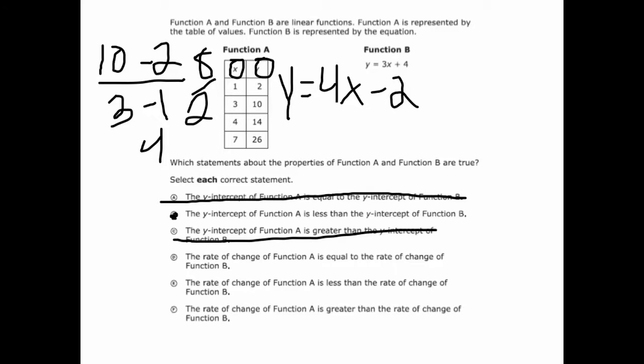The rate of change of function A is equal to the rate of change of function B. Rate of change means slope. So that's saying a slope of 4 is the same as a slope of 3, which we know is not true. The rate of change of function A is less than the rate of change of function B. Also, we know that is not true because function A, the slope is 4, function B, the slope is 3, 4 is greater than 3, which leaves me with F. The rate of change of function A is greater than the rate of change of function B.